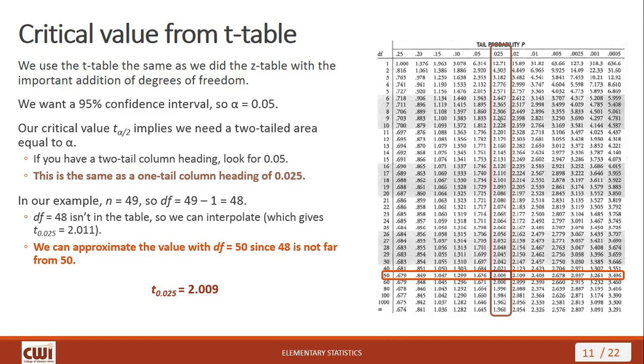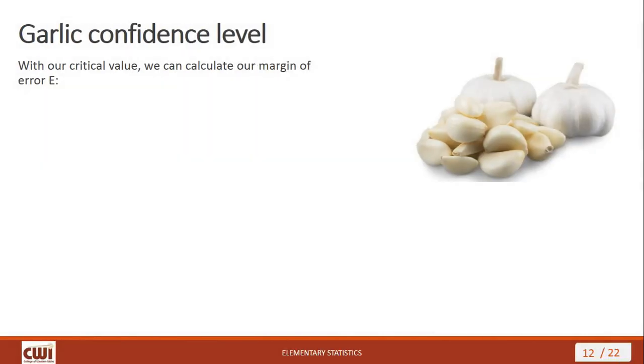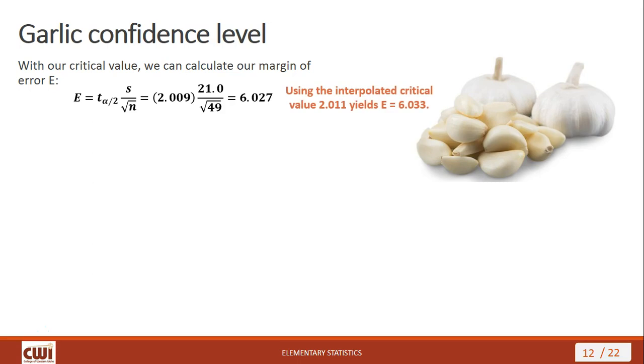So let's run through the calculation, and I'll show you how it doesn't make much difference that you're using this approximate value for your t-score. The next step is to calculate the margin of error. So we do that with our margin of error equation. Put in our estimated value for our t-score, 2.009, the sample standard deviation of 21, sample size of 49, punch this out and we get 6.027. If instead we had used the interpolated t-score, we would have gotten a margin of error of 6.033. Again, not all that different from what we calculated.